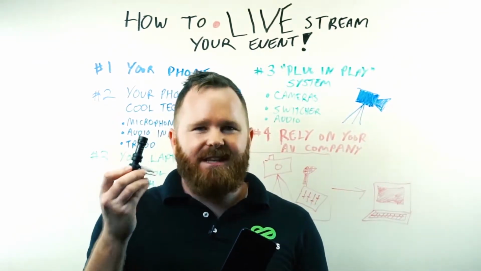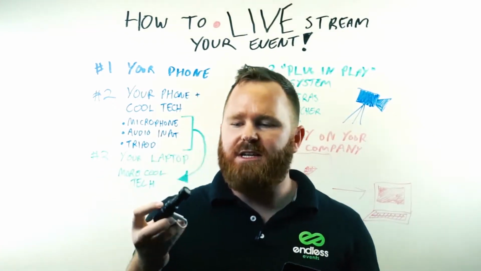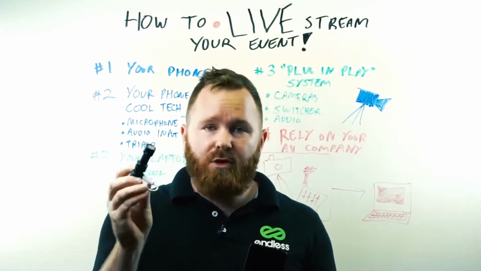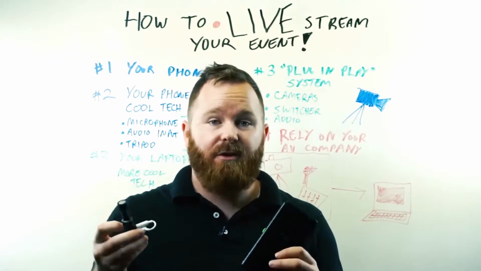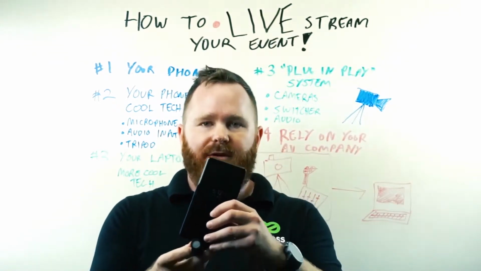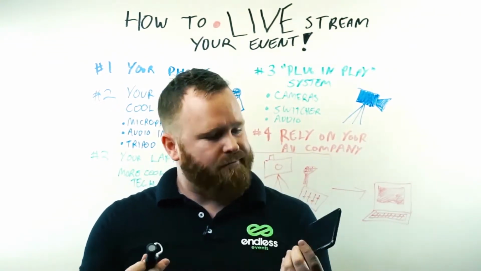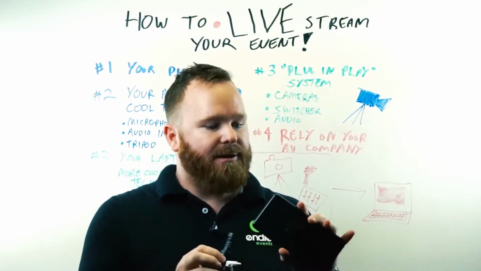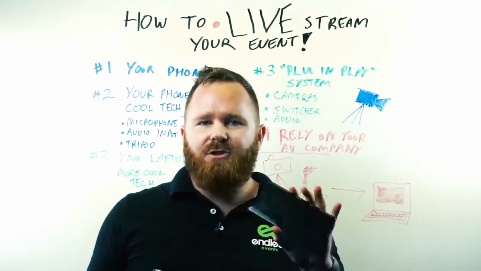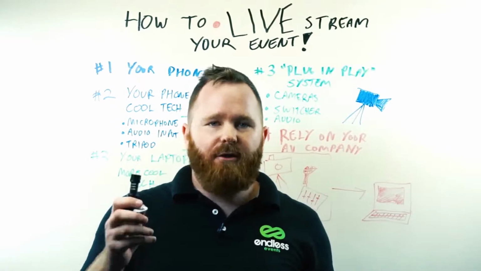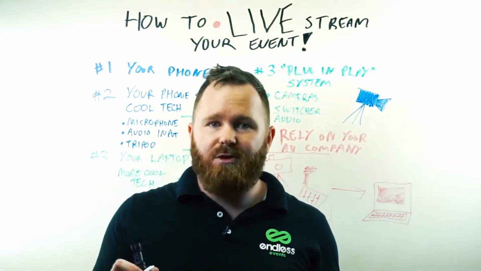So what's great is now companies like Rode, R-O-D-E, make the VideoMic Me. It's a really simple microphone for your phone that literally plugs into the bottom of it. What's great about this is it allows you to use your existing phone's camera, and for about 40 bucks, you can get really, really good audio with it.